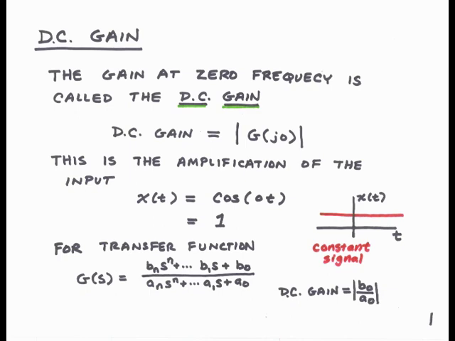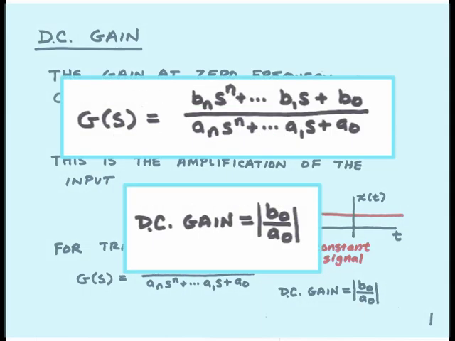If we apply that constant signal to a transfer function G of s, which is the ratio of two polynomials, as shown here, then we'll find that the DC gain is the absolute value of b0 over a0, where b0 is the last coefficient in the numerator polynomial and a0 is the last coefficient in the denominator polynomial. So it's really very easy to see how much amplification a constant signal receives when it passes through a system. The amplification is just the absolute value of the ratio of these two coefficients.